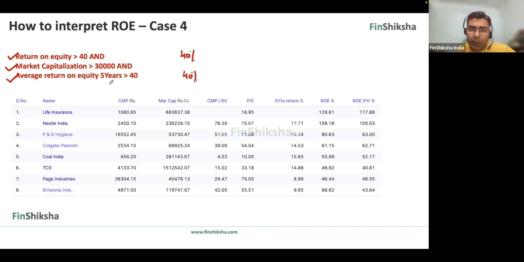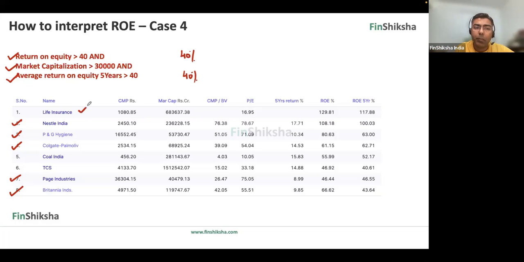There are 8 companies here, right? Some 5 or 6 out of 8 are very similar. You'll see Nestle, you'll see P&G Hygiene, you'll see Colgate Palmolive, you'll see Page Industries, you'll see Britannia. Kind of FMCG or consumer companies, right? You see TCS, you see Coal India, and you see LIC.